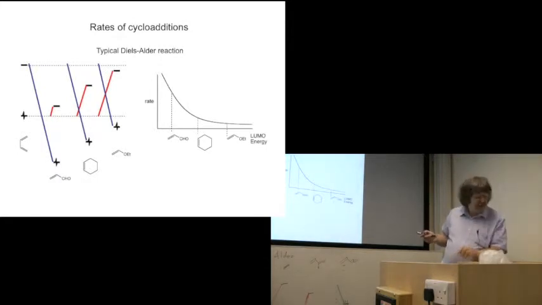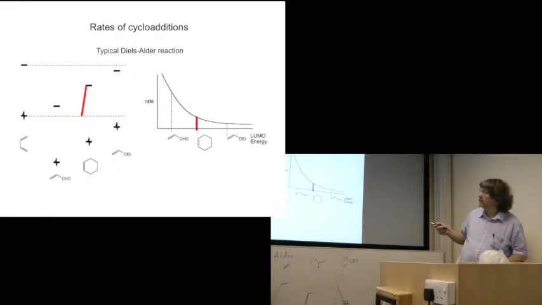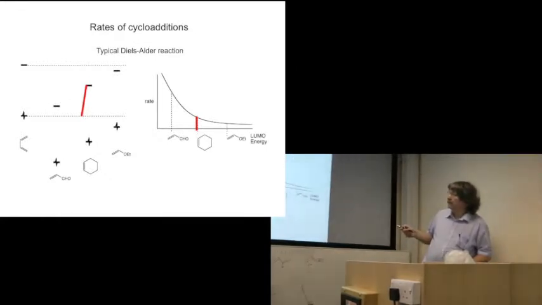So the prediction for the rates is, here we have a very small gap. As you'd expect, electron-rich diene, electron-poor alkene, so you get a very fast rate. If we move on to here, we now have an electronically neutral alkene and a much bigger gap, so a smaller rate. And then finally we go to the electron-rich alkene, biggest gap of all and the smallest rate. And this is what you see for normal Diels-Alder reactions. You actually see that the more electron-rich the alkene is, the slower the reaction goes.